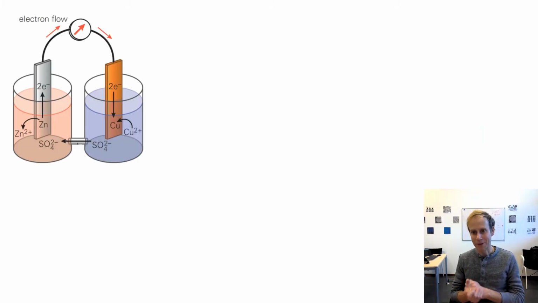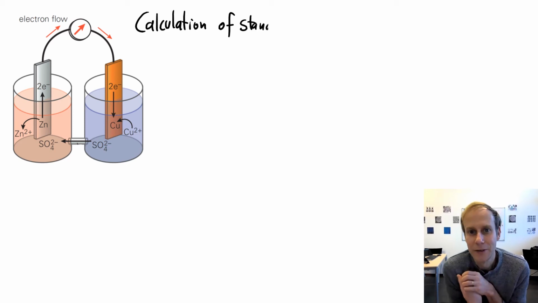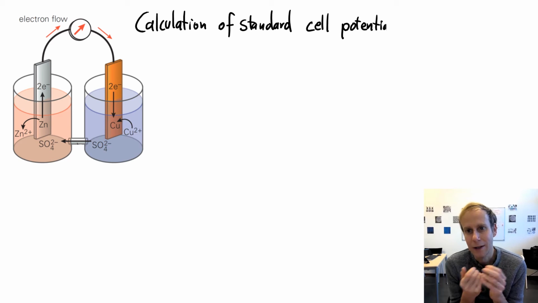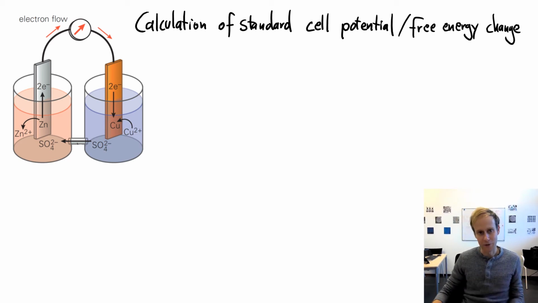But before we talk about these new topics, let's first apply what we've learned in the previous knowledge clip. We calculate the standard cell potential and the Gibbs free energy change for the zinc and copper redox couple.